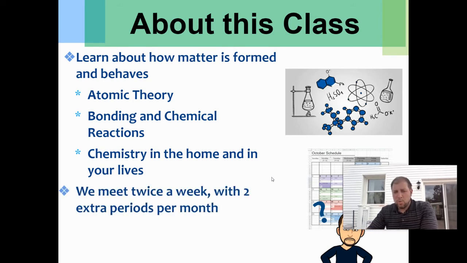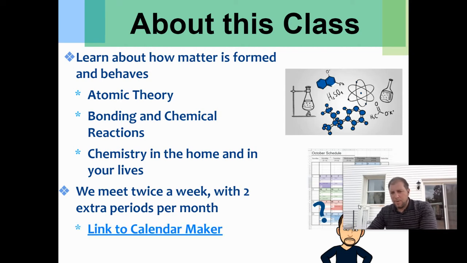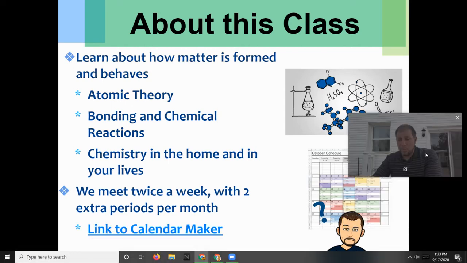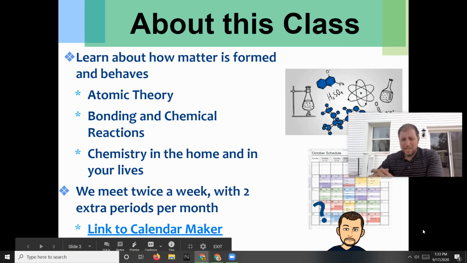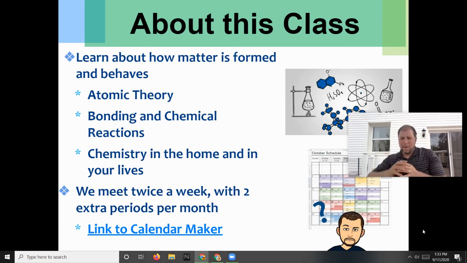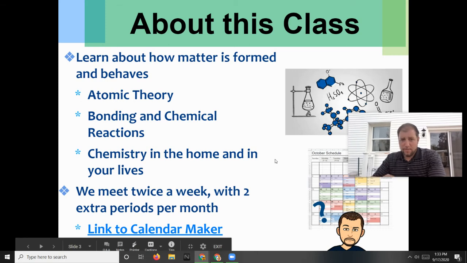We meet twice a week with 2 extra meeting periods per month. We got a really weird schedule going on. So what I'm going to do for y'all is link to the calendar maker that I gave to all my students, where you can put in their sample Monday through Friday, their A day through E day schedule, and it will build out their schedule for the next 3 months. Every kid should have already built this for themselves. It was one of our first assignments.